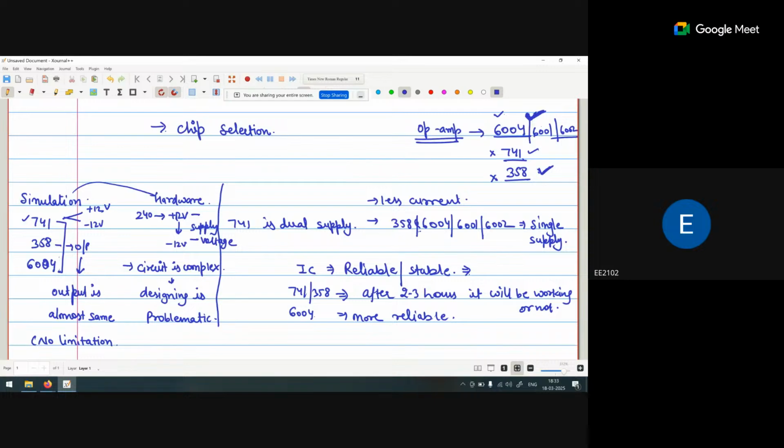So when we are going to design any system, not any particular specific system, the chip selection is very important. The second problem is the chip integration.